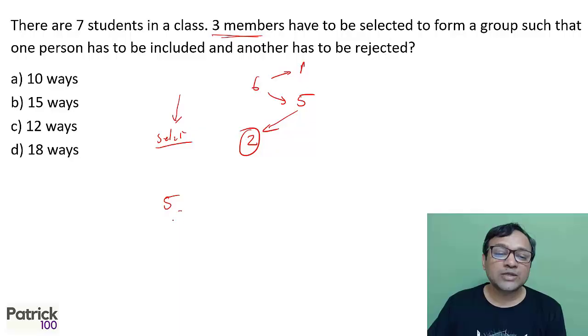So from 5, if we have to select 2, it's 5C2. 5C2 is 5 into 4 upon 2, which will give you 10. Clear? So one is definitely selected, left is 6, and one is definitely rejected, left is 5. And from this 5, I have to select 2 members. So automatically you get 5C2, which will give you the answer as 10.